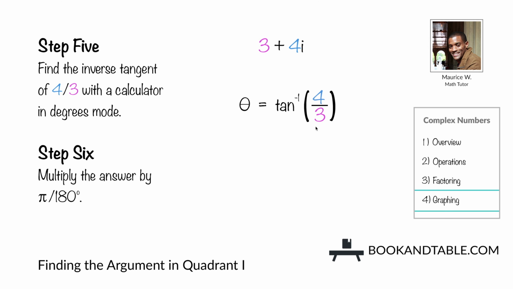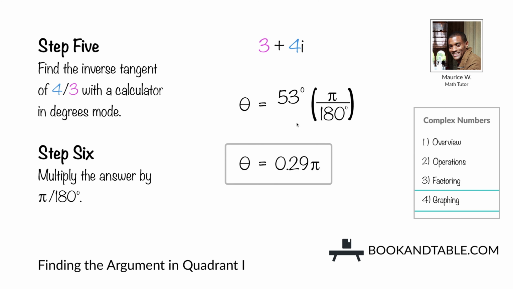You plug that in, and you get theta is equal to 53 degrees. And if you want this answer in radian form, multiply the answer by pi over 180 degrees. 53 degrees divided by 180 degrees is equal to 0.29 radian. So the answer would be 53 degrees, or 0.29 radian.